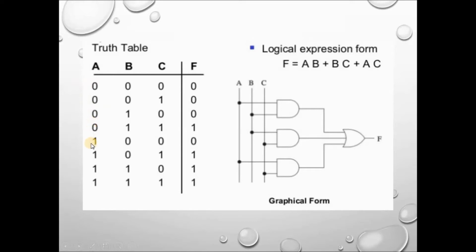1, 2, 3, 4, 5, 6, 7, up to 7 it is going. That means 8 rows you will get here. So 0 to 7 you will get. It will always start from 0. And 0, 1, 2, 3, 4, what about that? These are the decimal numbers.